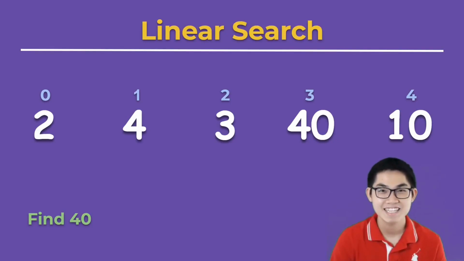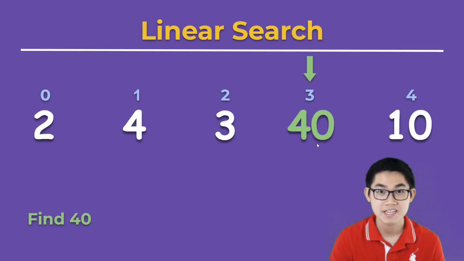Hi guys, in this video, I'm going to show you how to use linear search to find if a number exists in an array or not. So let's try to find number 40. We're going to start at the beginning of the array. So 2 is not 40, this is not 40, that's not 40. Now we found 40. So once we find 40, you can either return true or just return number 3, which is the index or the location of number 40.